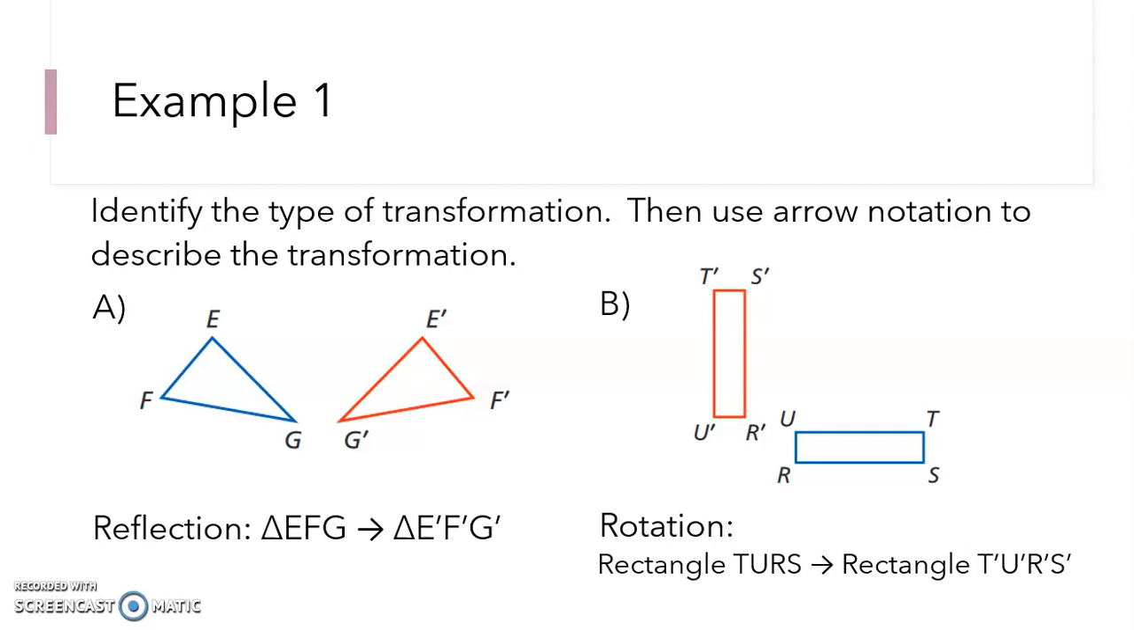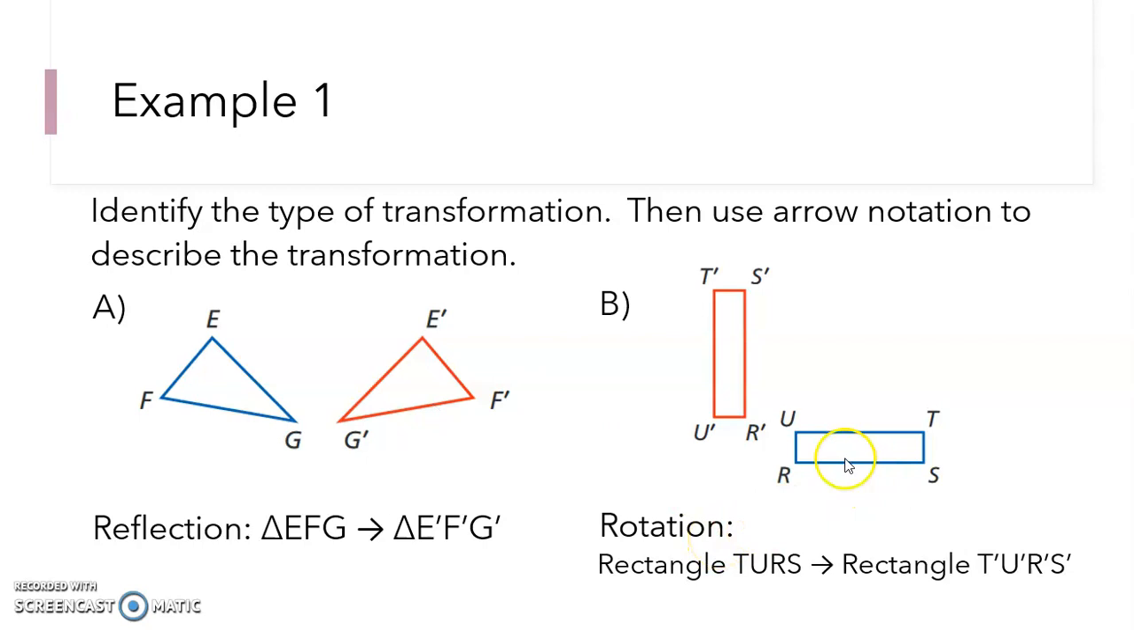In example 1A, we had a reflection. Triangle EFG was moved to triangle E prime, F prime, G prime. Notice how the line of reflection would be right here, and the F, which was farthest away, is still farthest away. The E, which was the next farthest away, is still the next farthest away. And the G's are closest to that line. It's a reflection. They flipped it across the line.